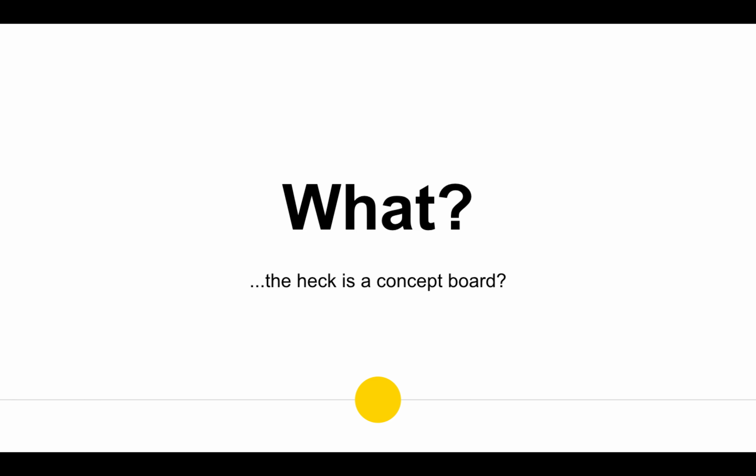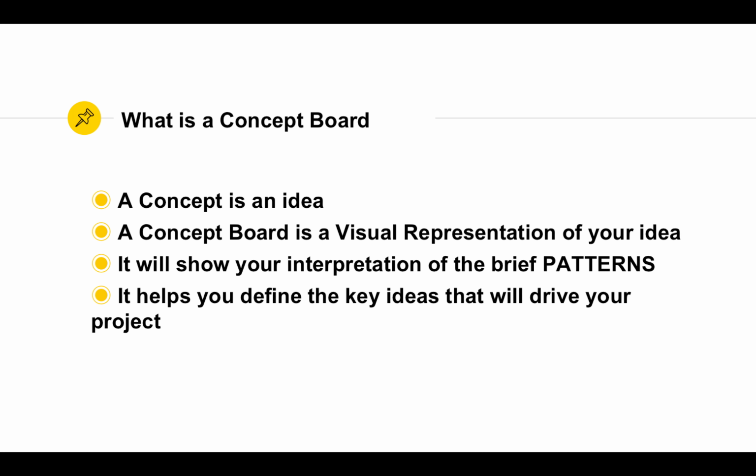So, concept board. What the heck is a concept board? Let's think about this for a little bit. A concept is an idea, and a concept board is a visual representation of that idea. A concept board shows your interpretation of the brief patterns, and it's going to help you define the key ideas that will drive your project, and that's important. We're not just making a pretty picture here.